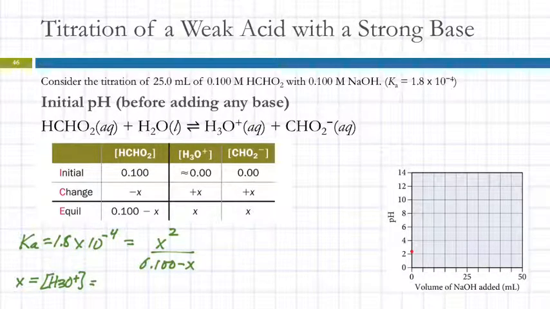My calculator tells me it's 0.00415. So then the pH is the negative log of that. 2.382.